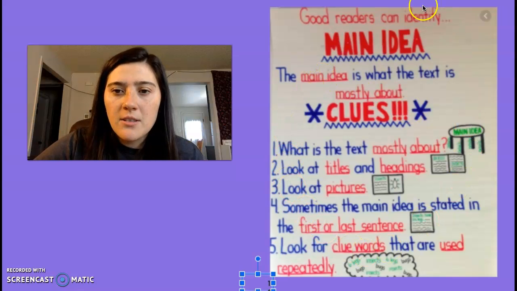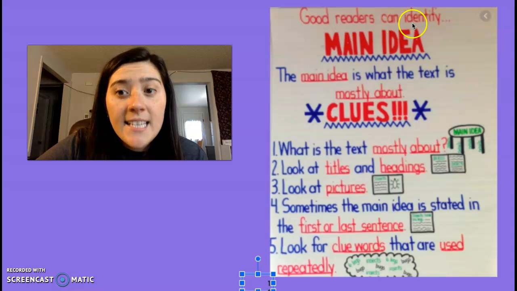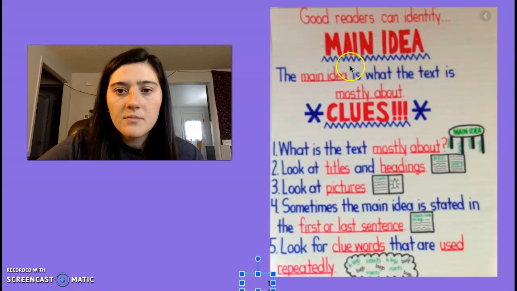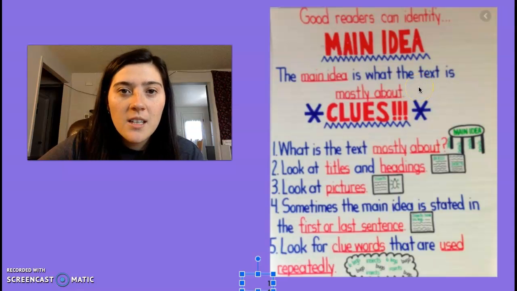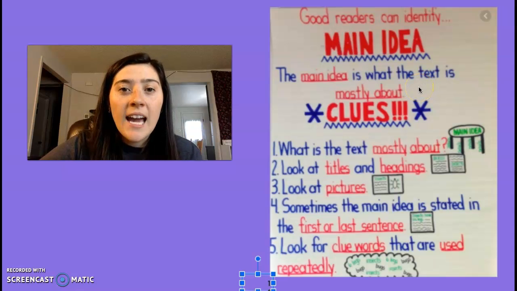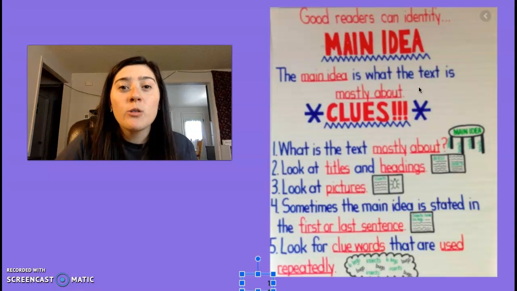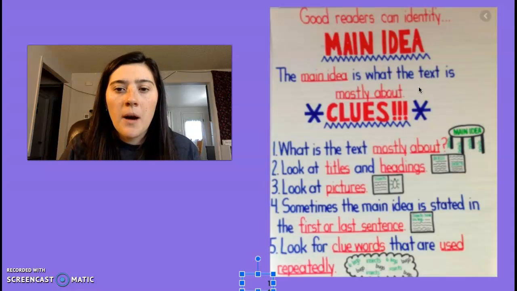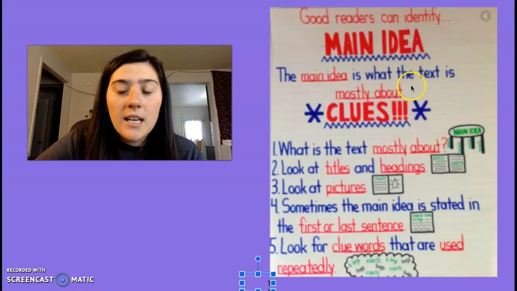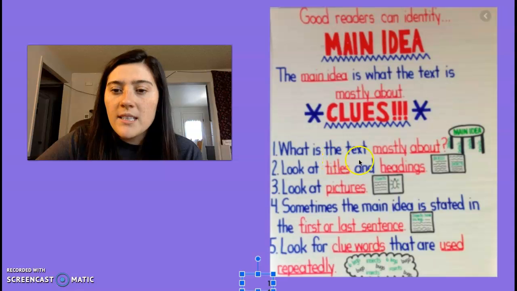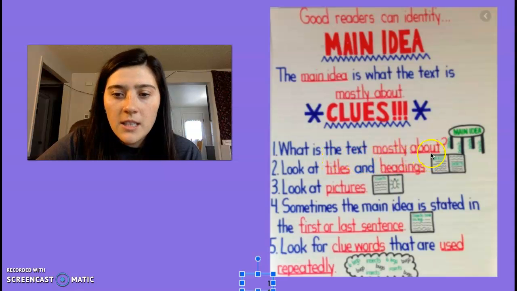So here are the resources so good readers can identify the main idea. The main idea is what the text is mostly about. So, what is the text, Brave Girl, going to be mostly about? Okay. Some clues that we can look for as we're reading today is what is the text mostly about?